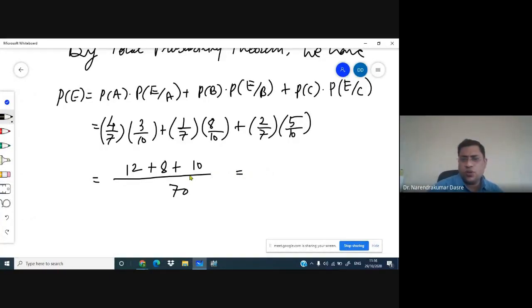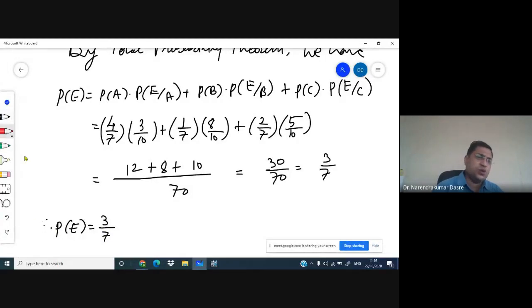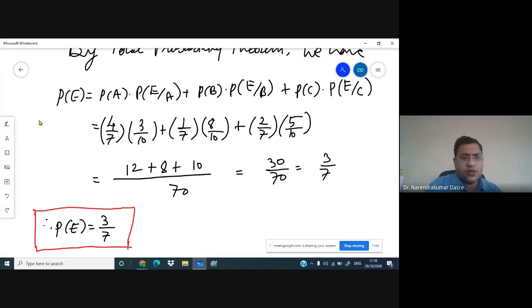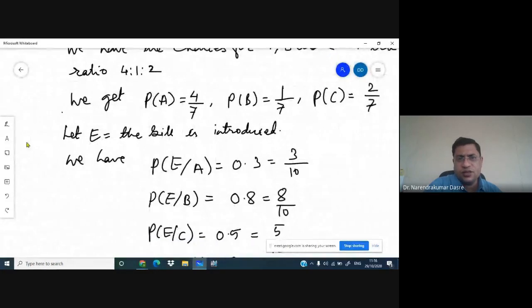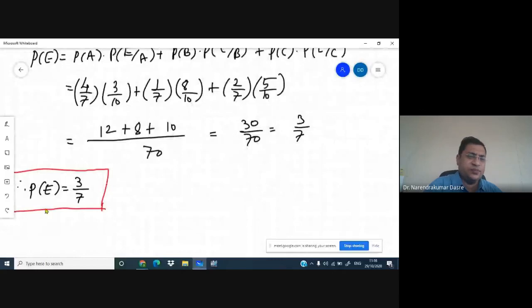Okay. So what is the term we'll be having? You can have this as 20, 30, so it is 30 by 70, which means we can write it as 3 by 7. So we got the probability that the bill will be introduced is 3 by 7. So whoever becomes the education minister, whether A, B, or C becomes education minister, the probability that the bill will be introduced will be 3 by 7.